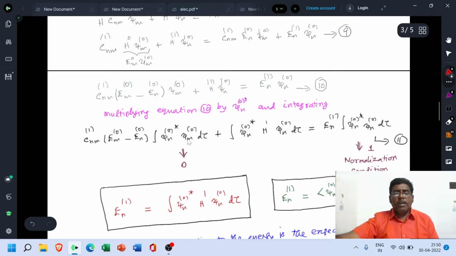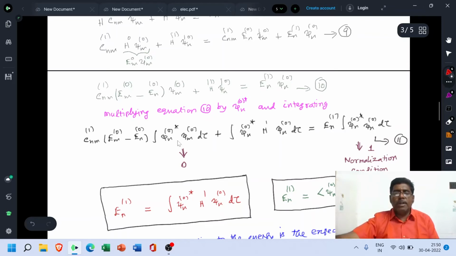Here this is our orthogonality condition, psi m0 into psi n0 star. These two wave functions psi m0 and psi n0 are mutually orthogonal. Therefore, the product of one wave function with the complex conjugate of another wave function vanishes. So this is equal to 0. But here this is the normalization condition, psi n0 star psi n0 d tau. Both wave functions are in the same state, psi n0, and the complex conjugate of psi n0 is psi n0 star. This value is equal to 1.